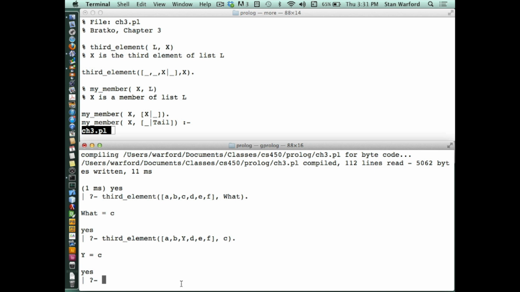All right? But now look. What's the definition of third element? Third element, when we consulted it, this is our third element. It's not built in. Here's the definition of third element.